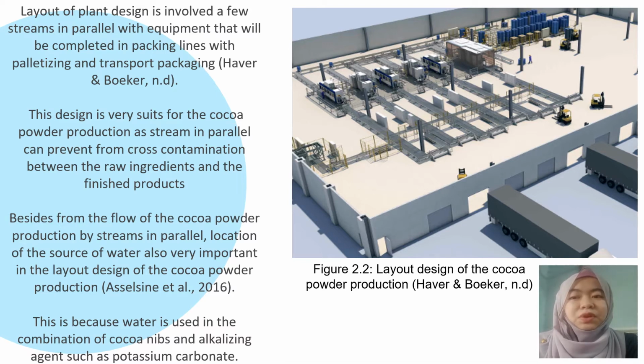Besides the flow of the cocoa powder production by streams in parallel, the location of the source of water is also very important in the layout design of cocoa powder production (Slsim et al., 2016). This is because water is used in the combination of cocoa nibs and an alkalizing agent such as potassium carbonate. In figure 2.2, you can see the layout design of the cocoa powder production (Haver and Becker, n.d.).